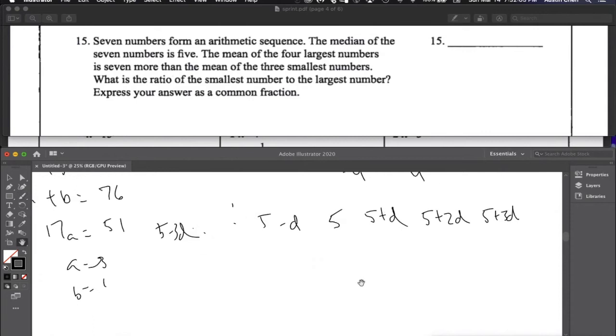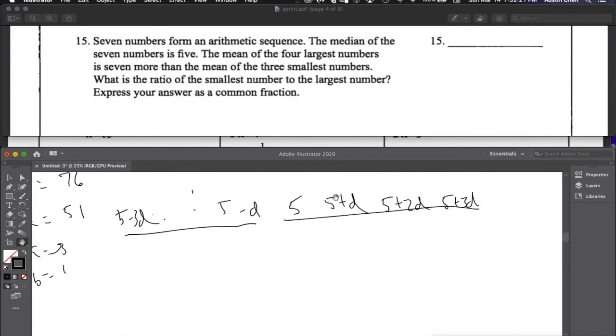And then it says that the mean of the 4 largest numbers, which are these numbers, is 7 more than the mean of the 3 smallest numbers, which are these numbers. So we can try to set up an equation for that, and then solve for d, and then solve for what we want. To take the mean of 4 numbers, we add them all up and divide by 4. So we add all of this up, we're going to have 20 plus 6d, and we're going to put it over 4, and this is the mean of the 4 largest numbers. And our 3 smallest numbers, its sum is going to be 15 minus 6d, and its mean is going to be this over 3.